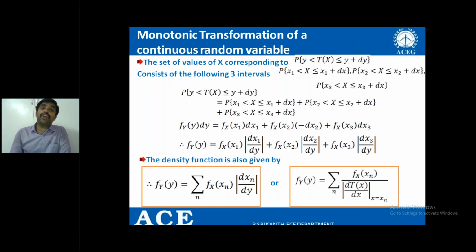This is the way to derive the density function in the case of non-monotonic transformation, where an element of the new random variable corresponds to more elements of the existing random variable, or if more elements in the existing random variable transform to a single element of the new random variable. The new density function can be derived using these relations. Am I clear?